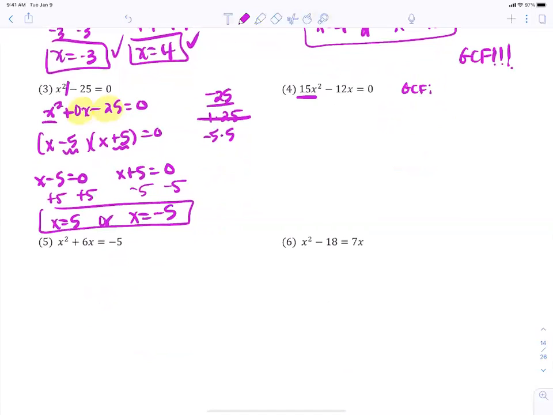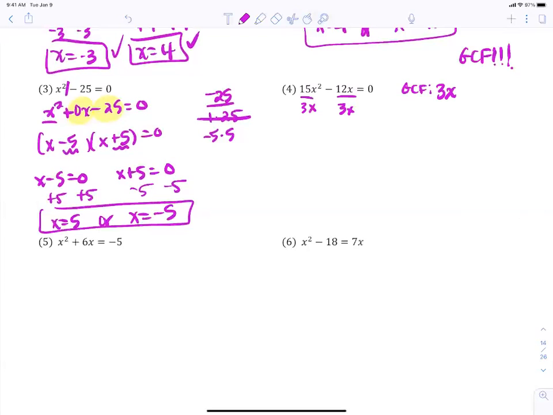We look at the numbers on this side and we say, okay, let's start with just the number. We have both 15 and 12. The largest number that goes into both of those is 3. And let's look at variables. This has 2 x's, this has 1 x. They both have at least 1 x in common. So GCF ends up being 3x. That is what I'm going to filter out. Divide them both by 3x.